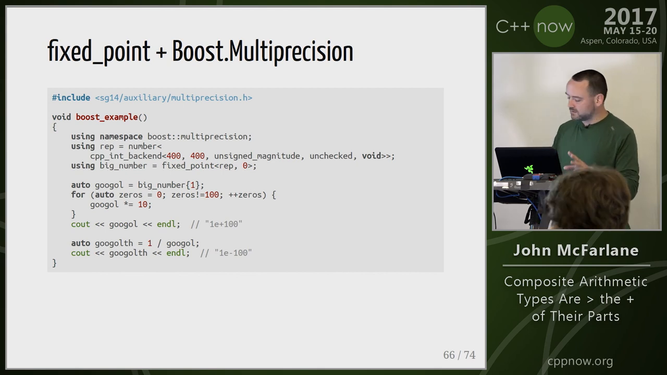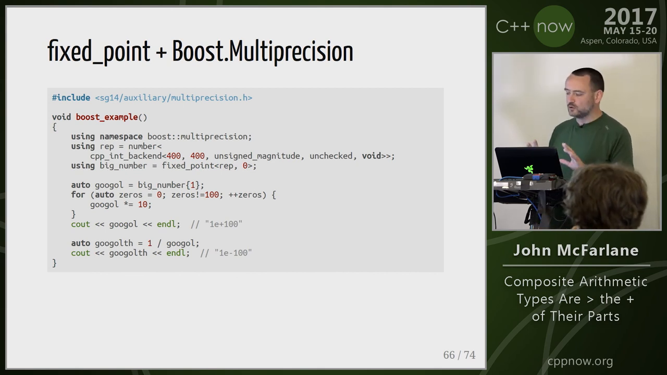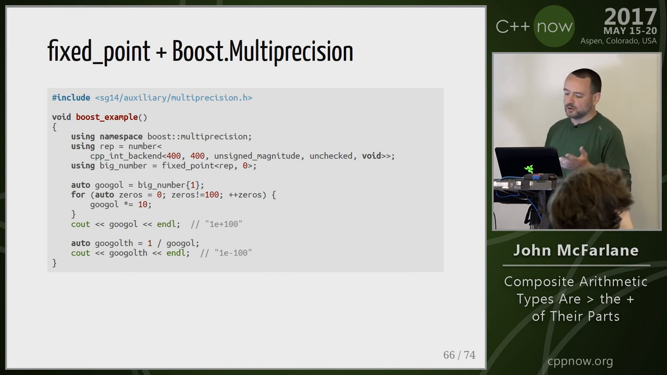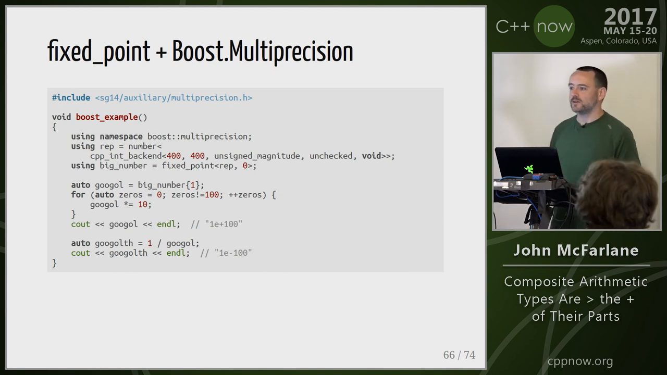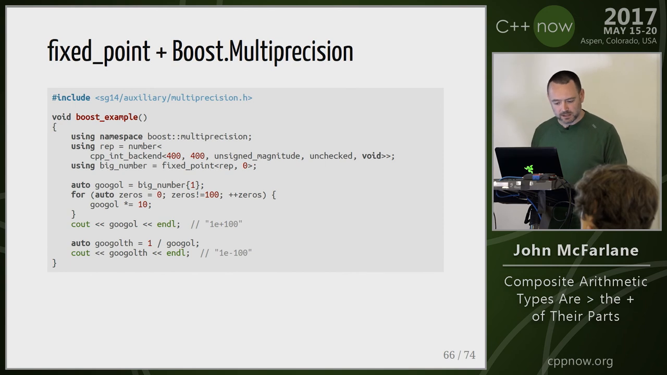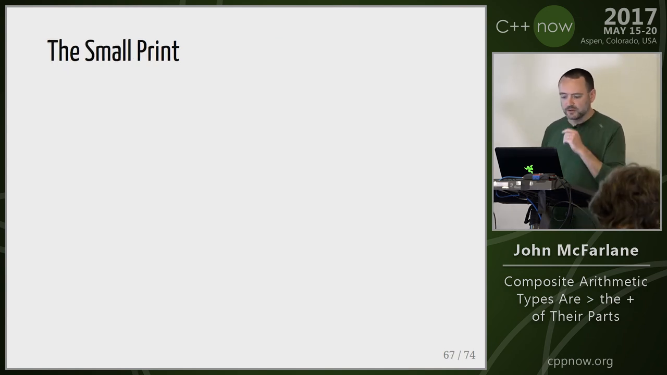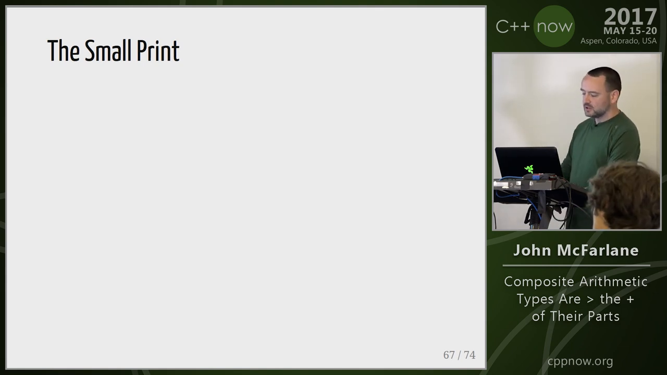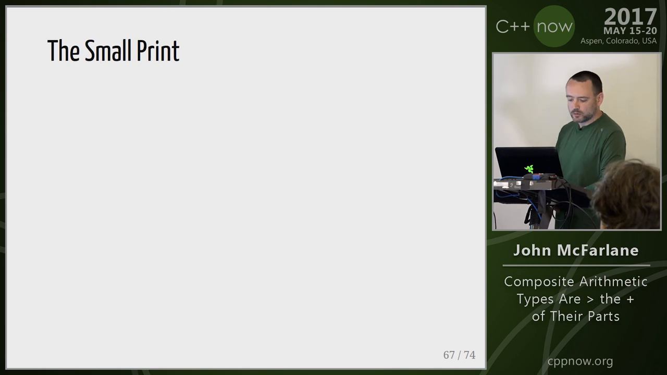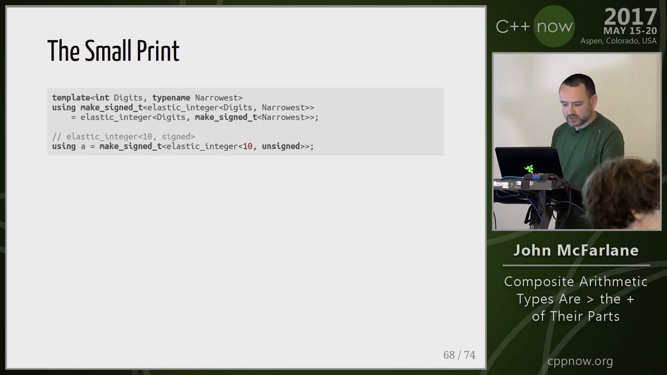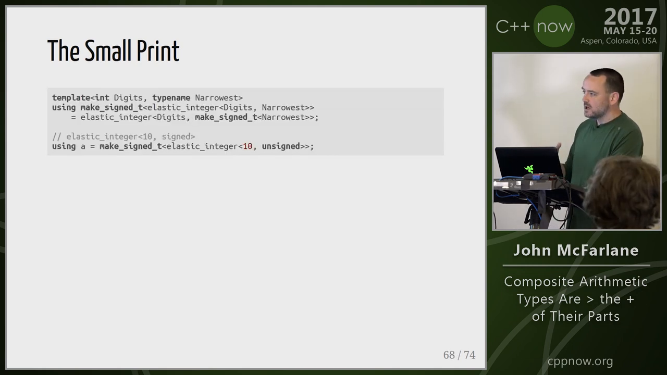It took relatively little effort to make multiprecision work with fixed point, because Boost multiprecision behaves pretty well for such an incredible type. There is some small print, some glue that you do need to implement in order to let some types work with others. For instance, you need to be able to make a type signed or unsigned.